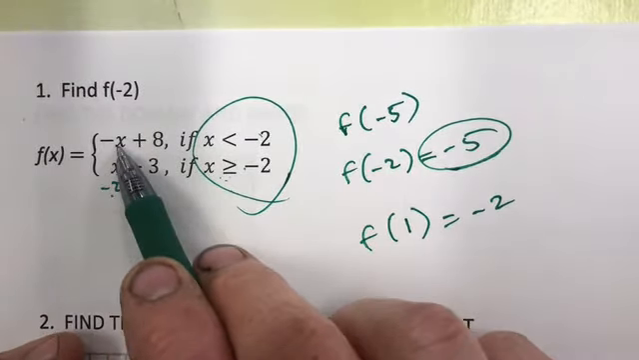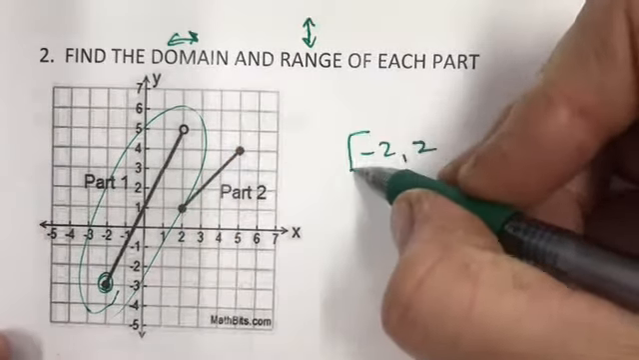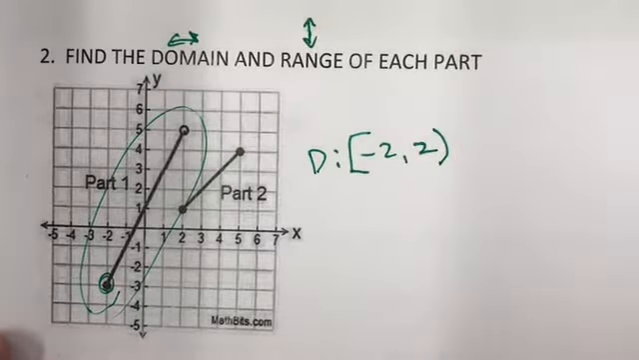All right, number 2. Find the domain and range of each part. So let's look at this part 1 right here. Okay, the domain is left and right. It's your x's. Range is up and down. It's your y's. All right, so on my domain, left and right, this piece goes from -2 to +2. But now, see how this is colored in? It's included, so I put a bracket there. See how this is not colored in? It gets a parentheses. So there's my domain.